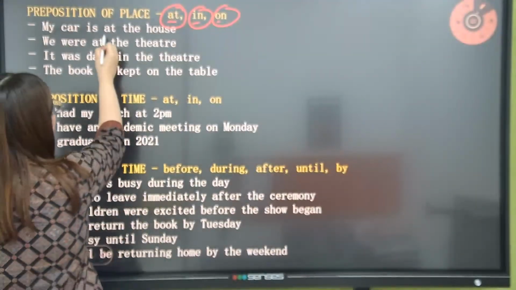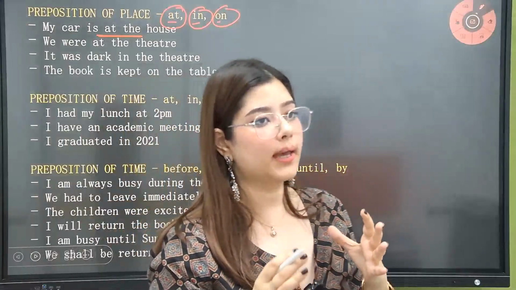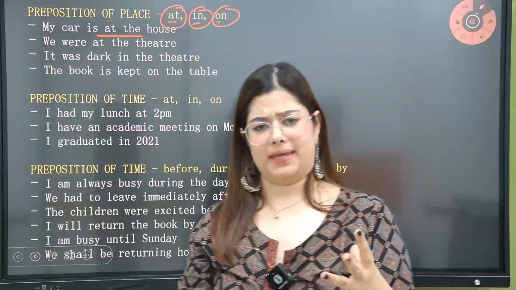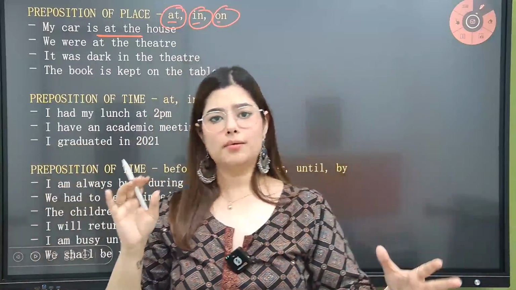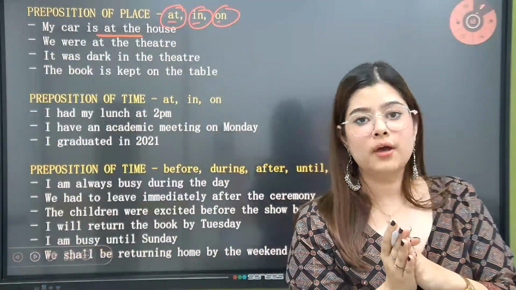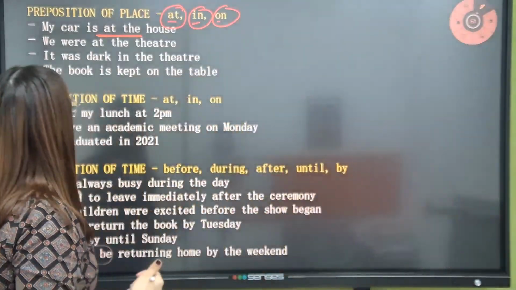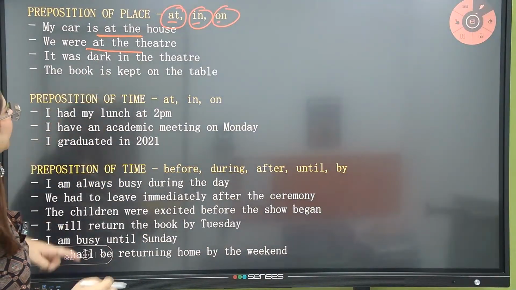My car is at the house. Whenever we are talking about a location which is an open space, we are pointing towards a location. I am at the bookstore, right? So whenever we are pointing at a location, we tend to use at for an open location. We are at the theater. It was dark in the theater.